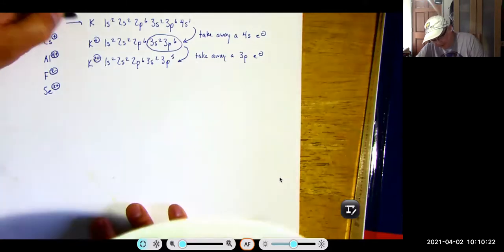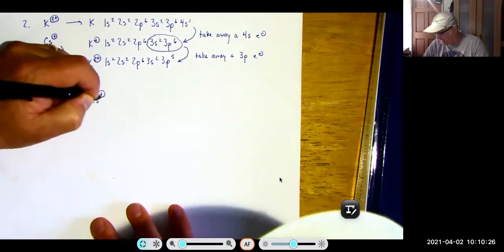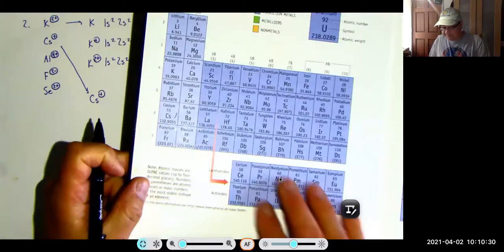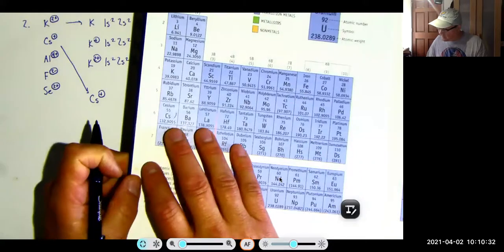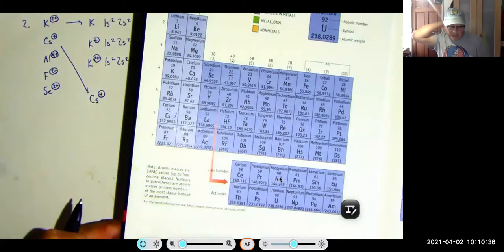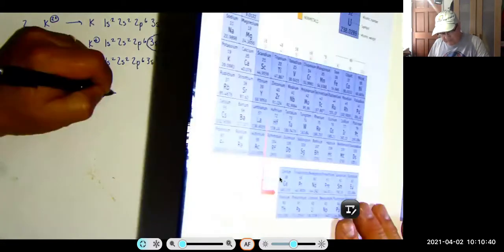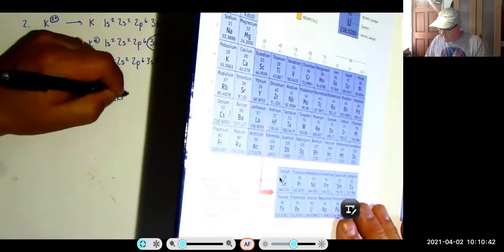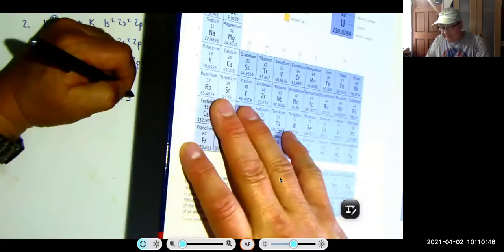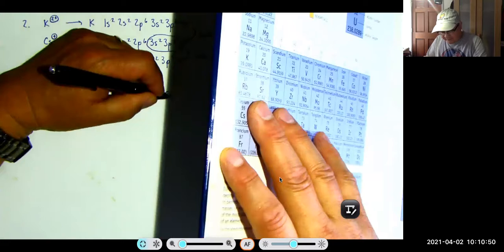What about cesium +1? So cesium +1, I'm going to go ahead and for this one, start at krypton. Normally you'd start at xenon for this guy, but I'm going to start at krypton. And after krypton, you've got 4d10, 5s2, 5p6, 6s1.